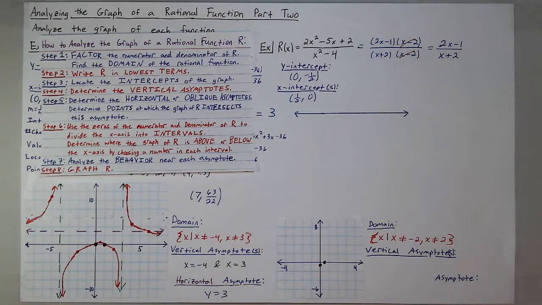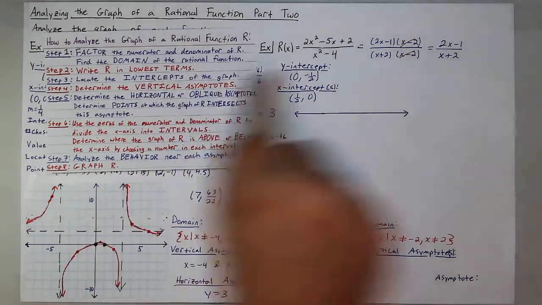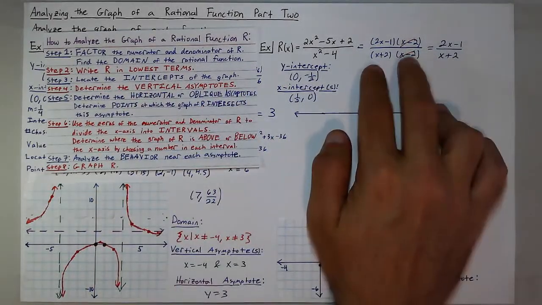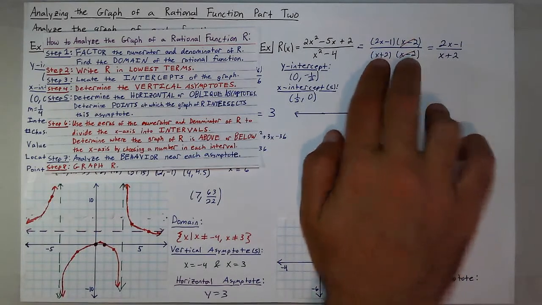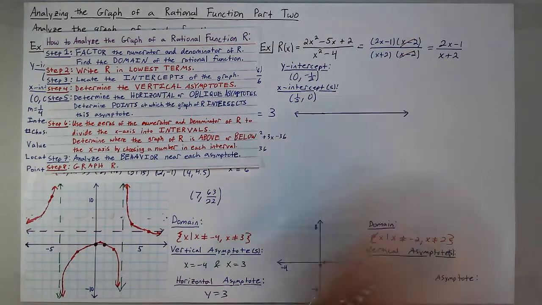And then next up, we're going to find all the vertical asymptotes, again, using the lowest form. So again, we got rid of x minus 2, so x equals 2 wouldn't be a vertical asymptote. Just x equals negative 2.